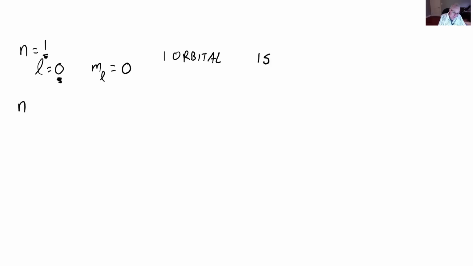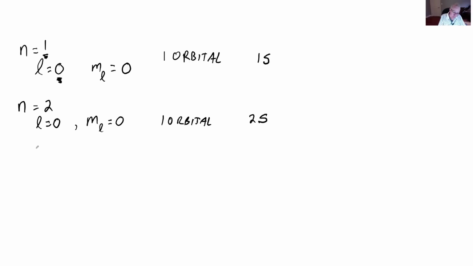Suppose I go to n equals 2. Now it's more interesting. I could still have L equals 0. And if I have L equals 0, I still have to have m sub L equals 0. So that's one more orbital. And that one's name is 2s, because n equals 2 now, L still equals 0.